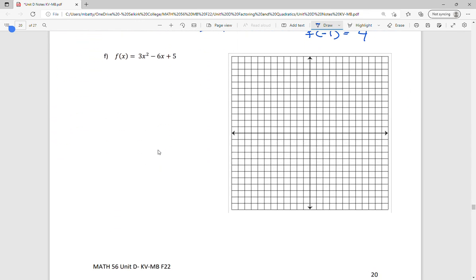Last one. I gave us a different graph for this one because it wasn't fitting on very well. So hopefully this one works. Oh, you know what? I still don't think it fits on very well. That's okay. So we're going to use the table method.